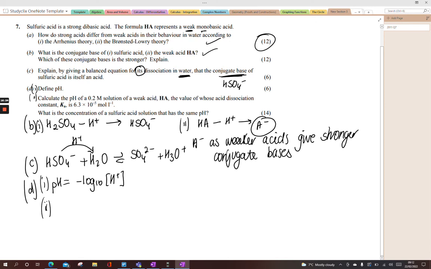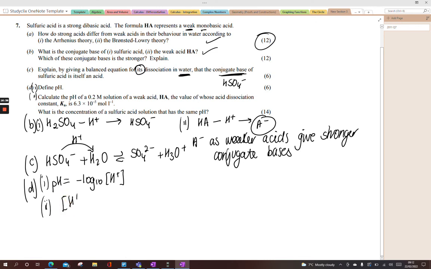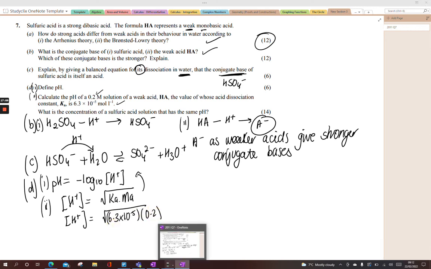Calculate the pH of a 0.2 molar solution of weak acid HA, the value of whose acid dissociation constant is that. Now anything with the weak acids, we've got the pH formula, and in order to determine the pH, we need our hydrogen ion concentration. So what are we looking for? We know its molarity, it's 0.2 molar. We know its acid dissociation constant. So we're going to work out the hydrogen ion concentration first of all, and then throw that into the formula up here. So it's the square root of 6.3 by 10 to the minus 5 times the molarity, which is 0.2. Throw it all in.